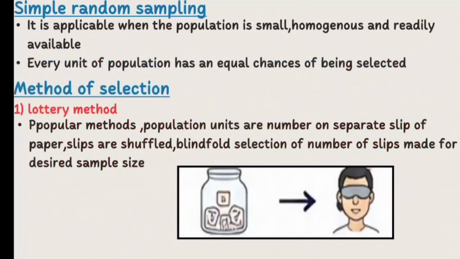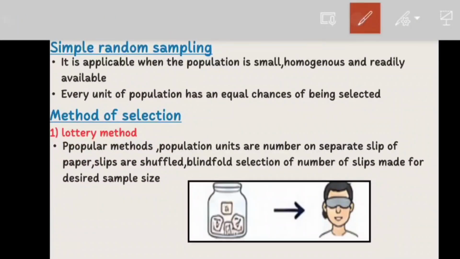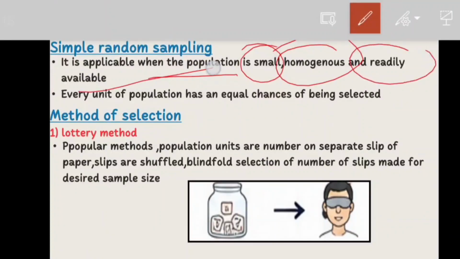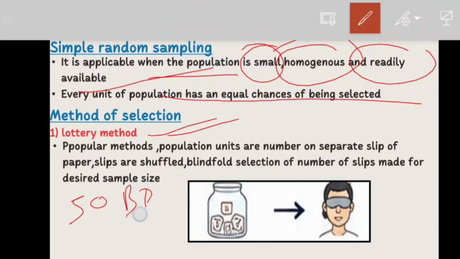The first one is simple random sampling. It is applicable when the population is small, homogeneous and readily available. The most important point is every unit of the population has an equal chance of being selected. For example, the lottery method. Suppose there are 50 BDS students. Now we need to select 10 students.